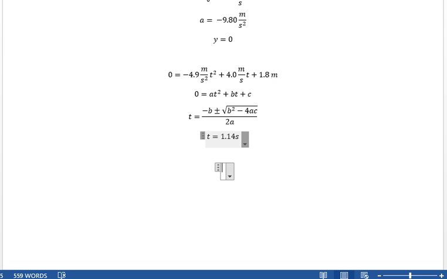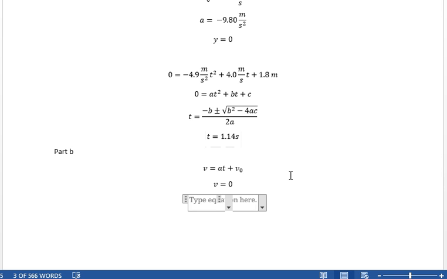What is her highest point above the board? To find that, we need to find when she gets there. So part B. Her velocity is acceleration times time plus initial velocity. What do we know about her velocity when she gets to the top? It is 0. So 0 equals minus 9.8 meters per second squared times the time she gets to the top, plus 4.0 meters per second.